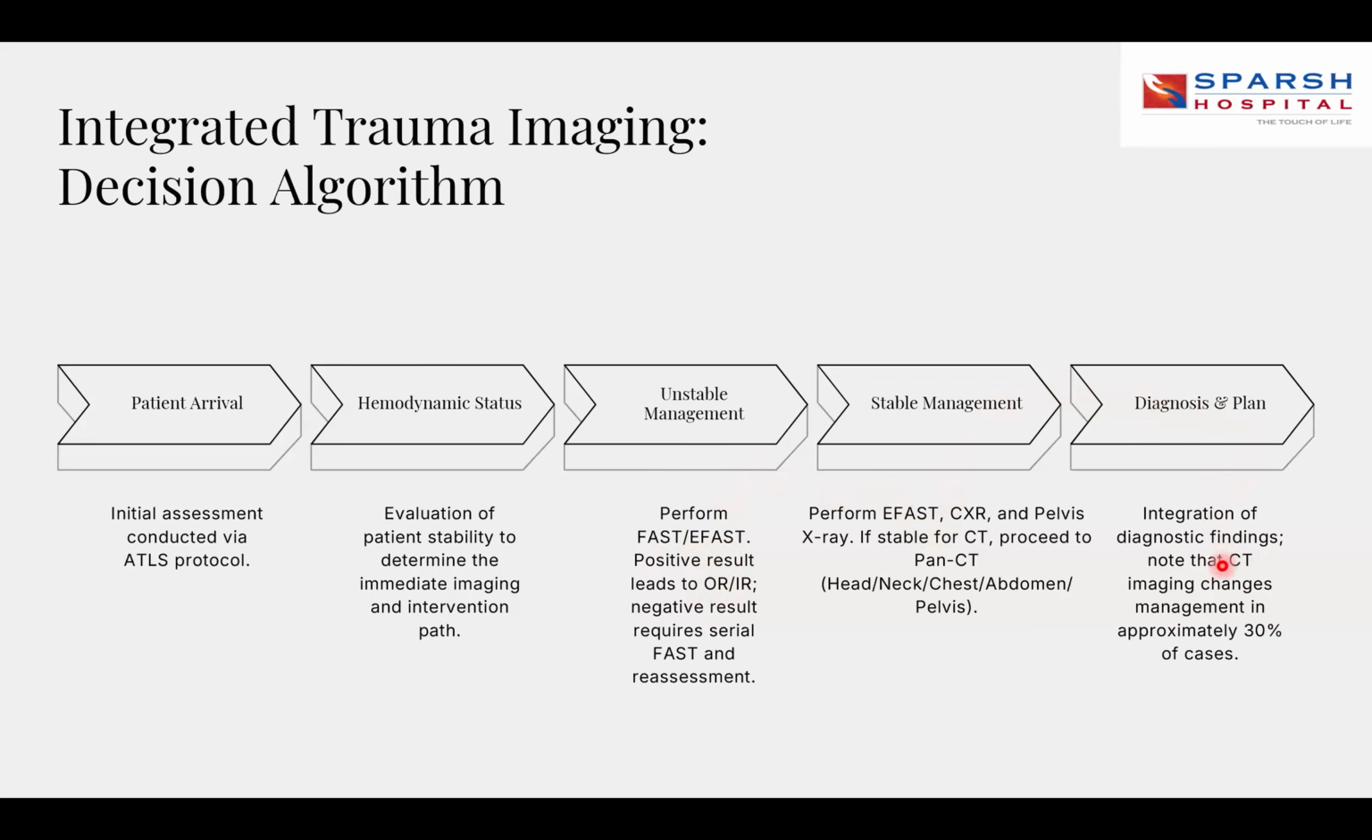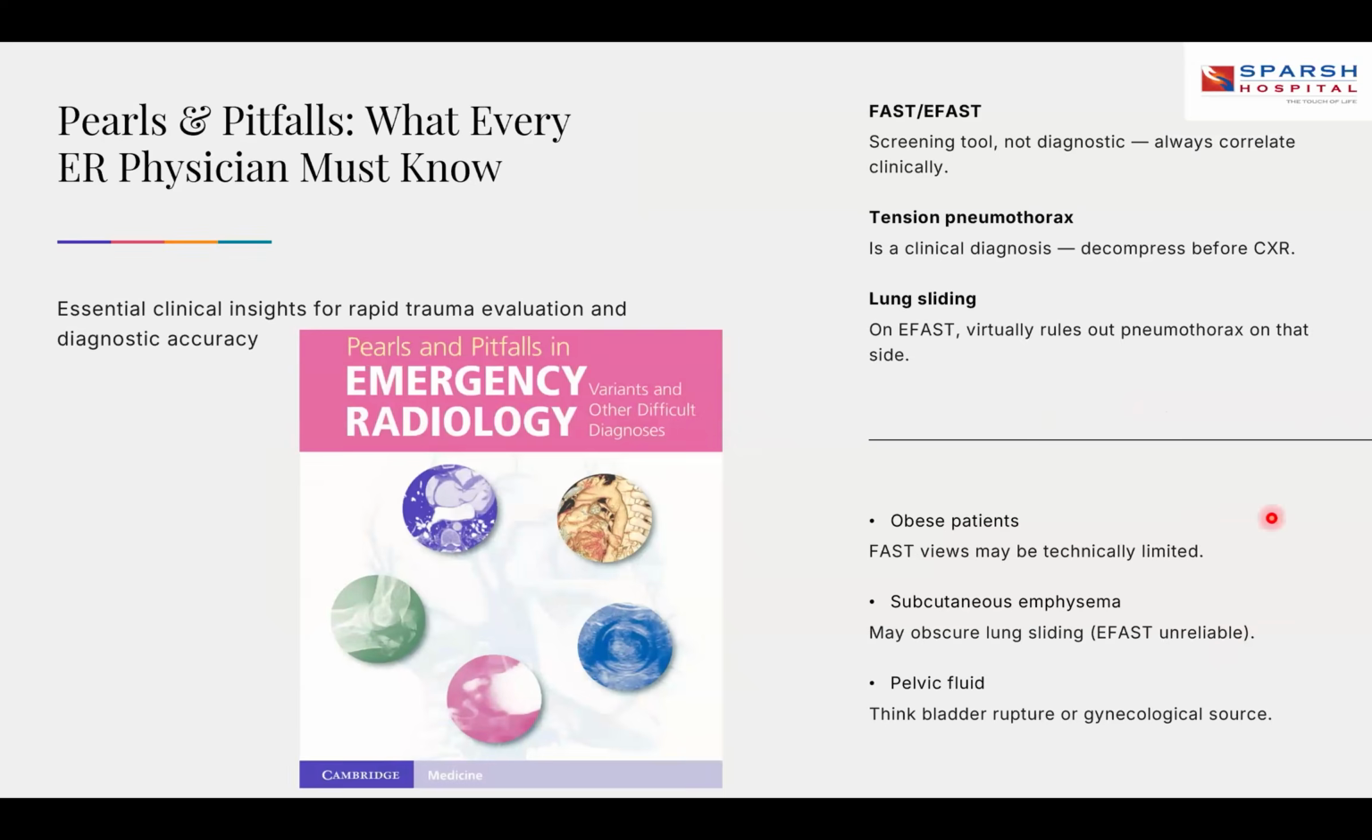So one important thing to note here is that in a stable patient where your FAST and EFAST were negative and your X-ray series were negative, after doing a CT, you can still have a 30% change in plan. That means you had 10 patients with negative FAST, negative EFAST, negative chest X-rays, and the patient is stable. You've subjected all those 10 patients to a CT scan. After the CT, 30%, that is 3 patients, can still have a change of plan because the CT picks up something. But there are some pitfalls to every trauma imaging, despite all the advances that we have.